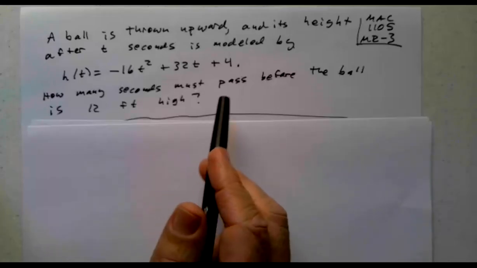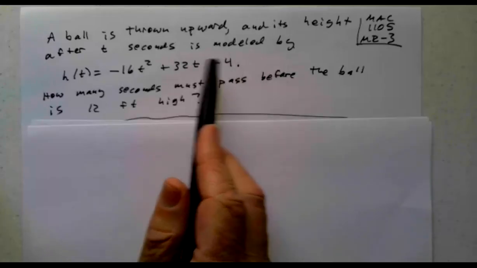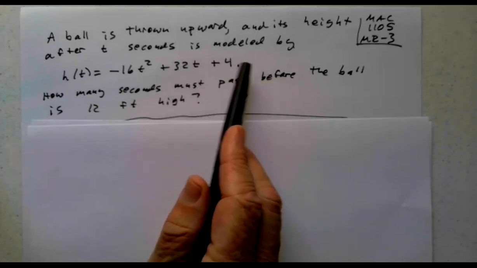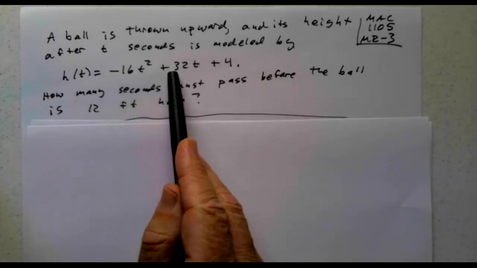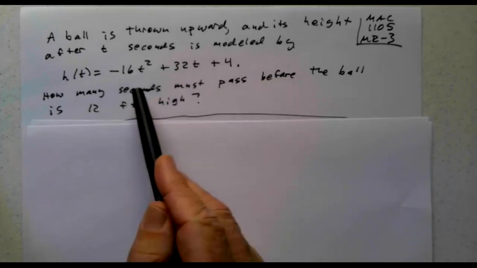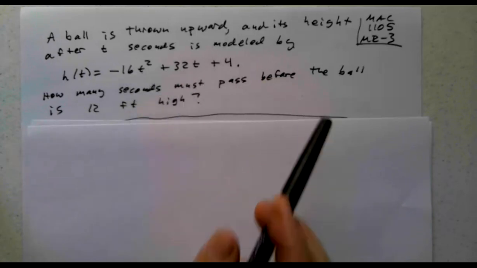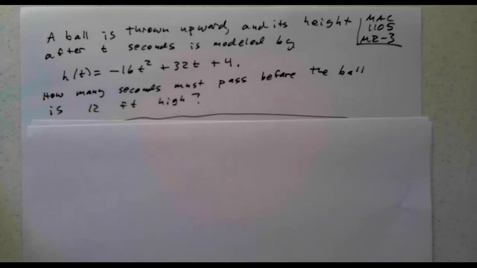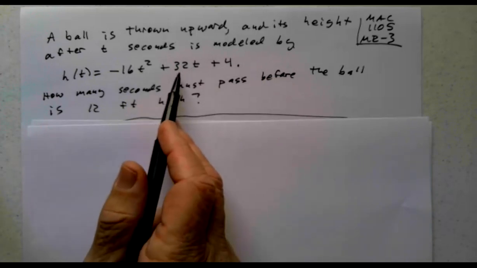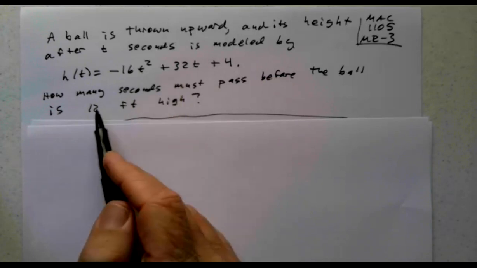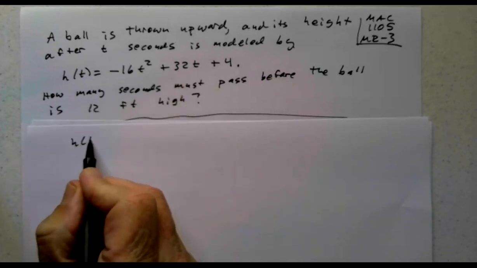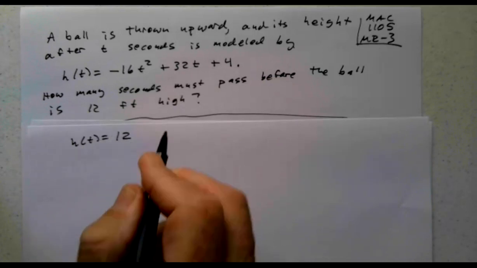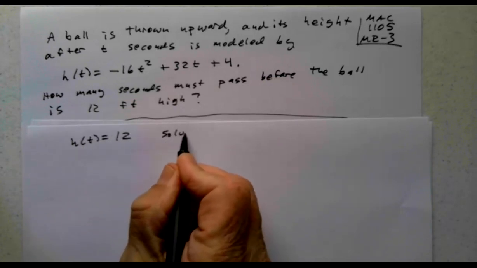This question says a ball is thrown upward and its height after t seconds is modeled by the equation h of t is negative 16t squared plus 32t plus 4. How many seconds must pass before the ball is 12 feet high? So it's not 12 seconds after it's launched, it's when the height is 12 feet. So what I need is I need h of t to equal 12, and I need to solve for t, how many seconds must pass?